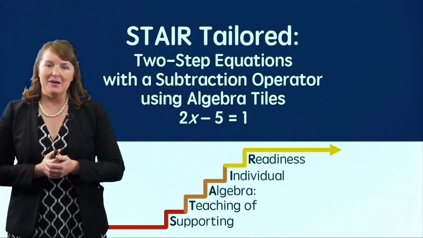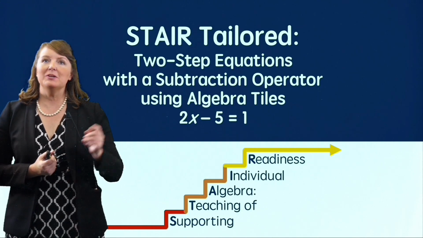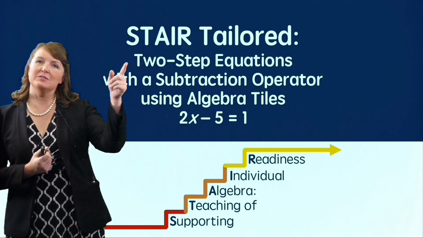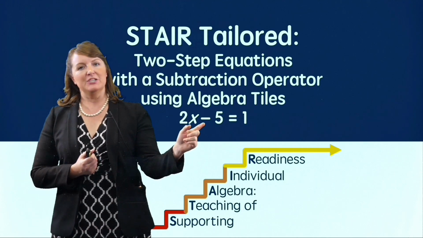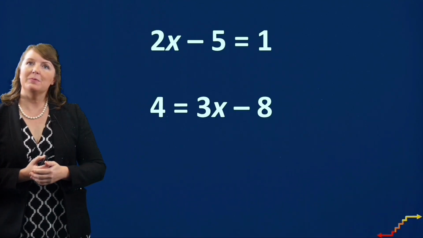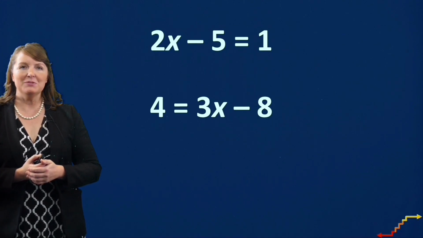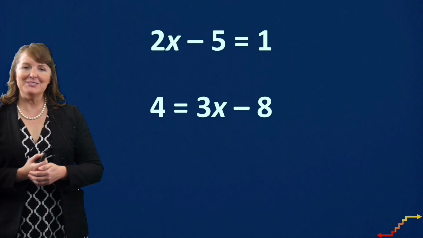My name is Sarah Powell and I work at the University of Texas at Austin. And today I'm going to show you how we can use algebra tiles to solve two-step equations that have a subtraction operator symbol within the equation. And so we're going to solve these two problems here, 2x minus 5 equals 1 and 4 equals 3x minus 8. Let's go ahead and get started.